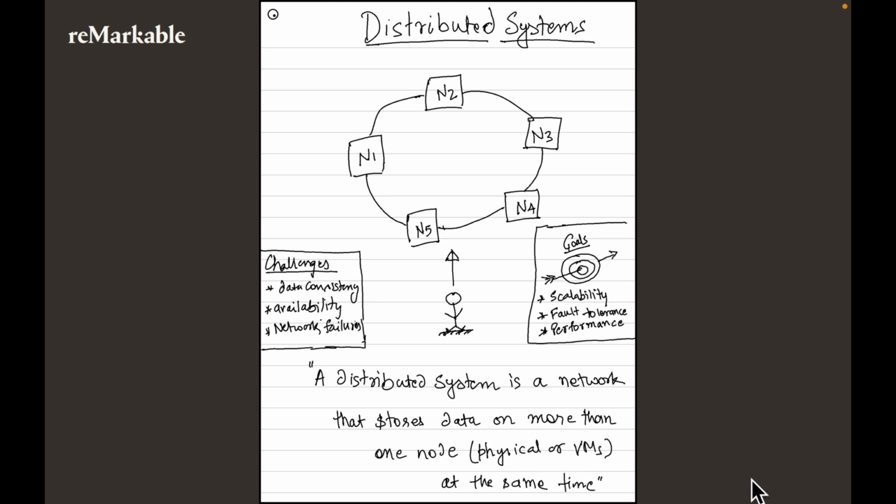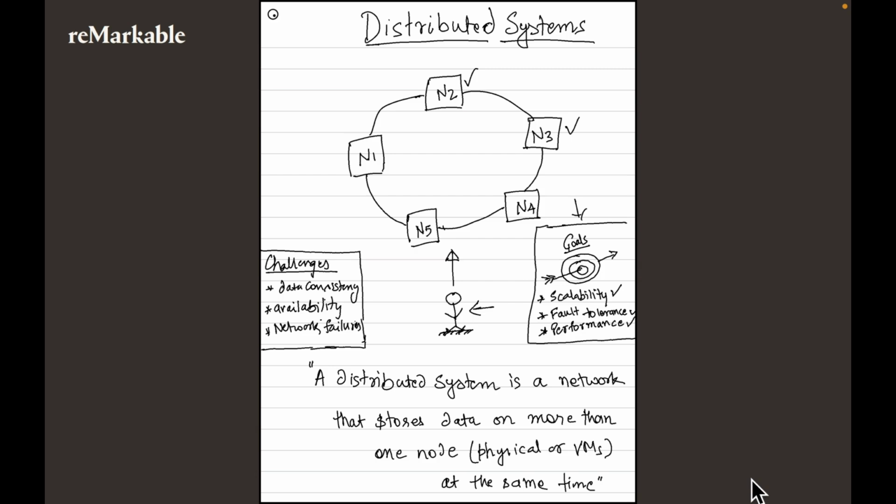Before we discuss CAP theorem in detail, it's good to have a fundamental understanding of distributed systems. A distributed system is a network or collection of independent machines, also known as nodes. To the end user, it appears as a single coherent system, and these nodes or machines work together for exchanging data, for distributing the task, and to achieve the common goals, which are scalability, fault tolerance, and performance.